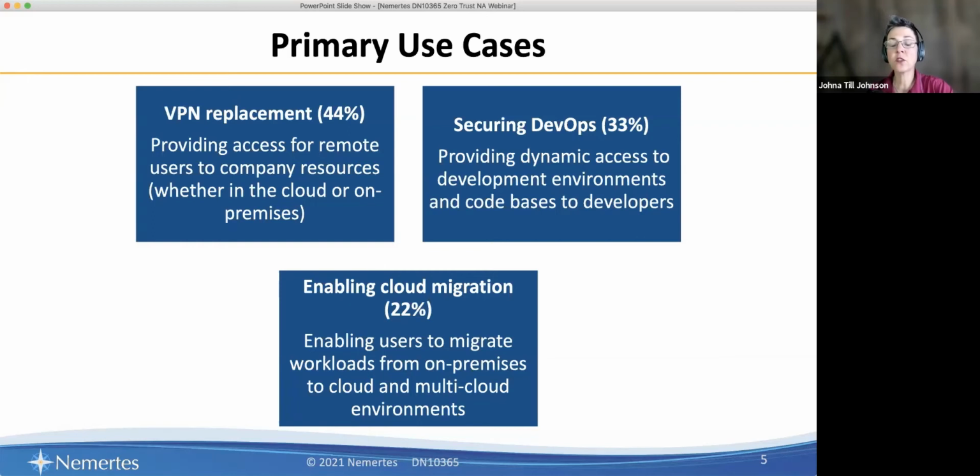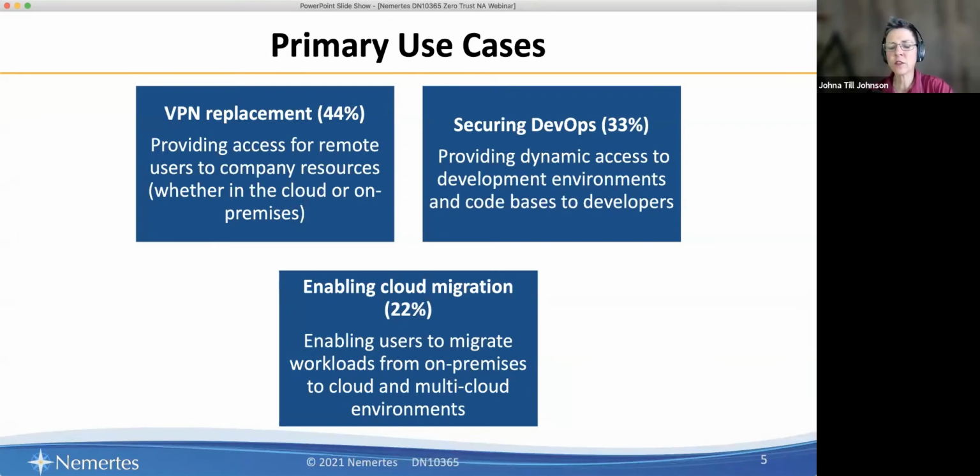Another subset of folks said that they were using it to secure DevOps, providing dynamic access to development environments and code bases. And the remainder said that they were primarily using it to enable cloud migration. But, and this is key, almost all of the folks that we spoke to said that they started with one use case and they were in the process of morphing to more than one use case. We didn't really capture the data on that specifically. It was more one of those anecdotal things where we would ask what the primary use case was and they would tell us that there were additional use cases.